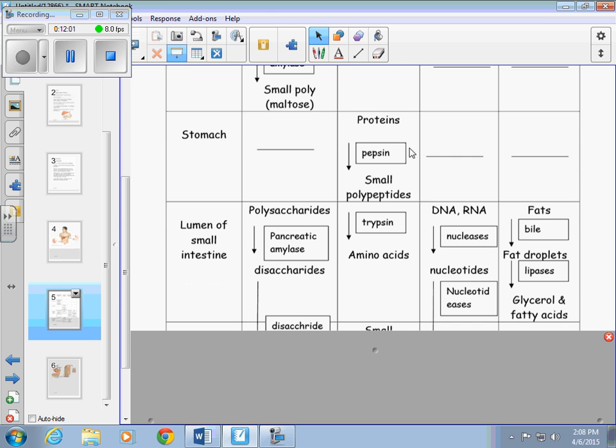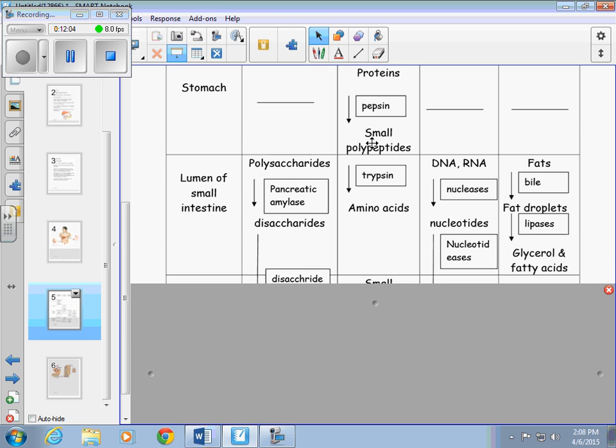The proteins, which were the small polypeptides up in the stomach, we're using trypsin here in this part of the small intestine, and we're breaking them down into amino acids. The nucleic acids, the DNA and the RNA that make up all living things, that's in everything that you eat. We're using a nuclease. It's breaking down into nucleotides.